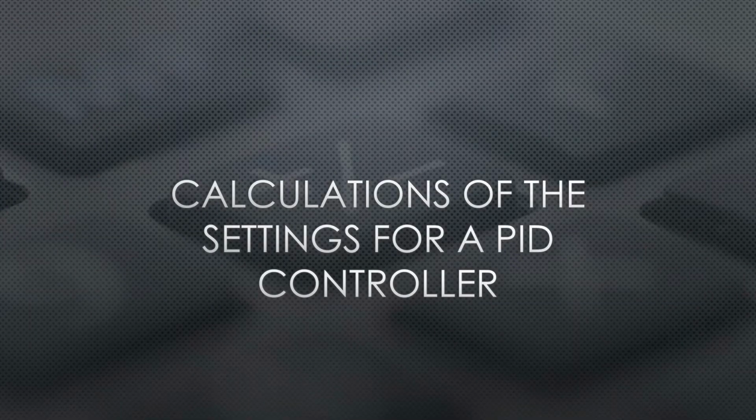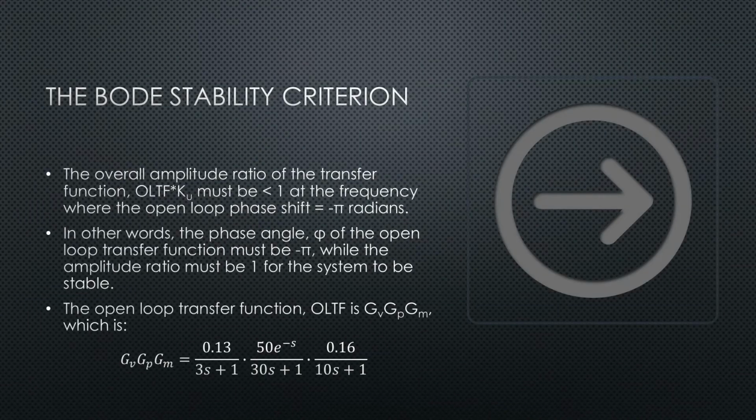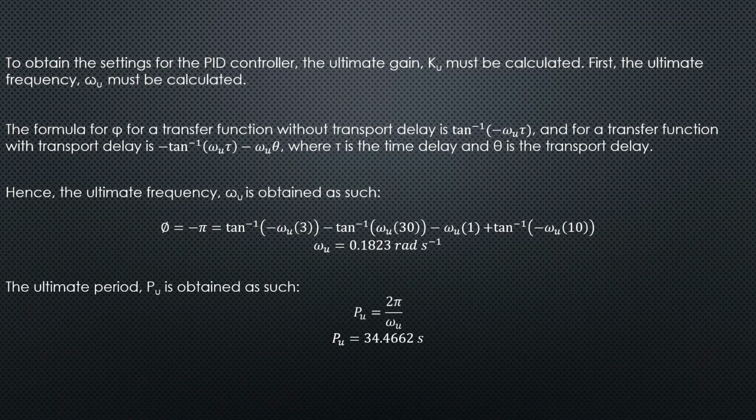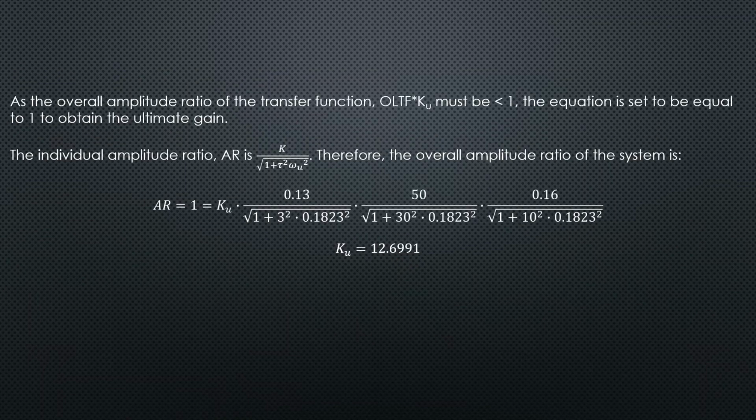As our system is unstable, we are going to calculate new values for our controller. The Bode stability criterion theory is used to calculate our new values for our controller. To obtain the ultimate gain, we first calculate the ultimate frequency. Setting the phase angle as negative pi, we obtain the ultimate frequency of this. Then, the ultimate period is obtained from the ultimate frequency by using this formula. After getting the value of the ultimate frequency, we set the amplitude ratio equal to 1 and obtain the ultimate gain of this value.